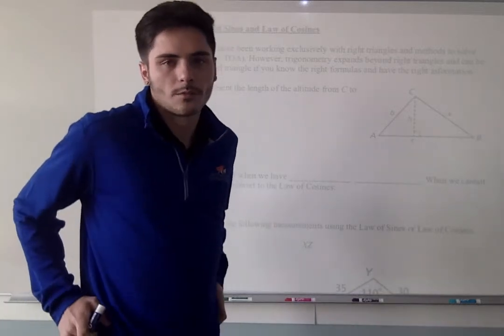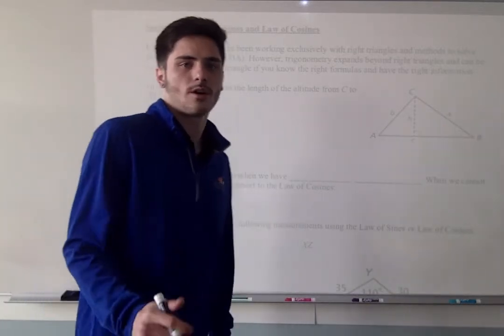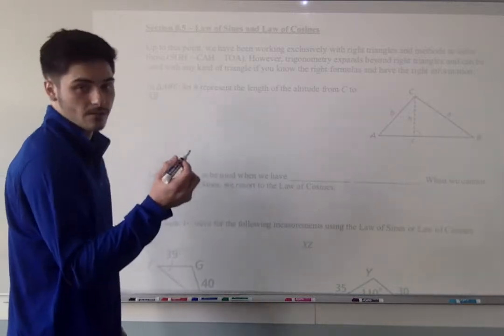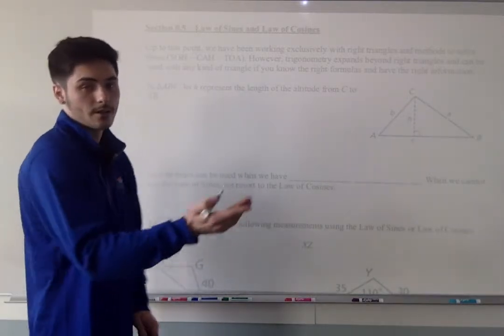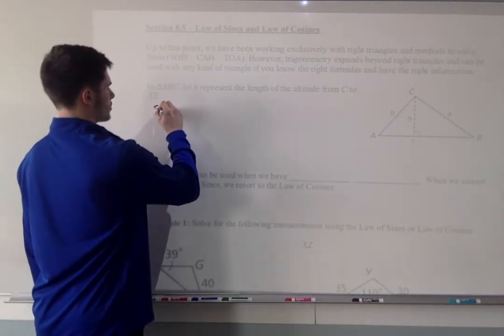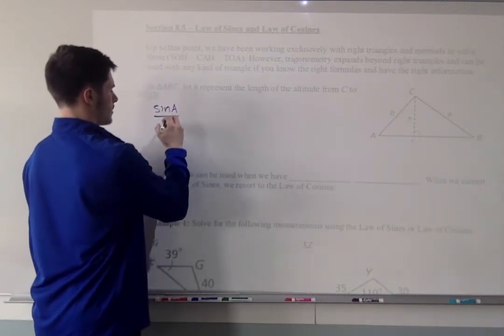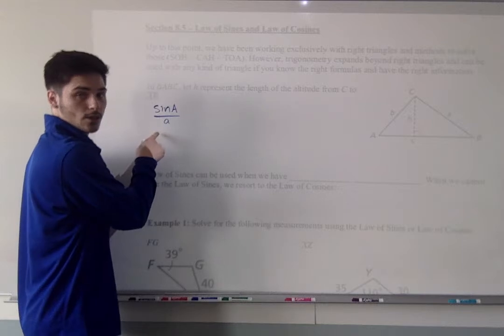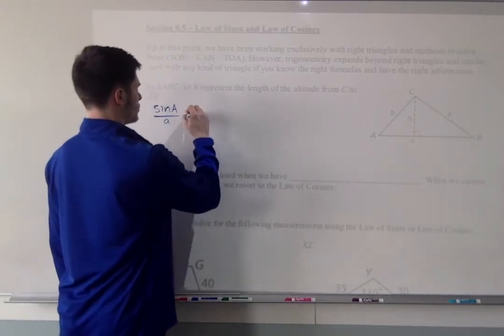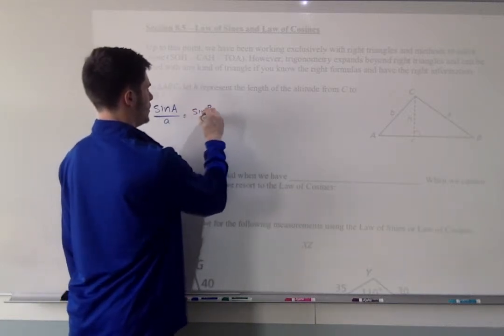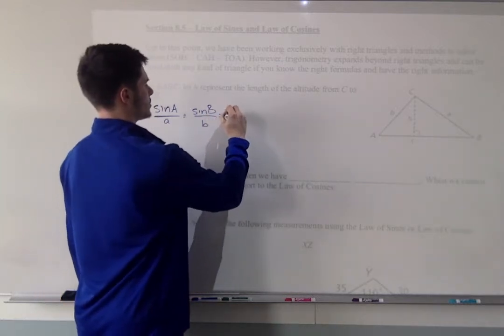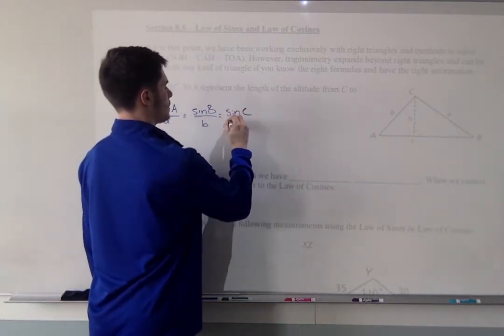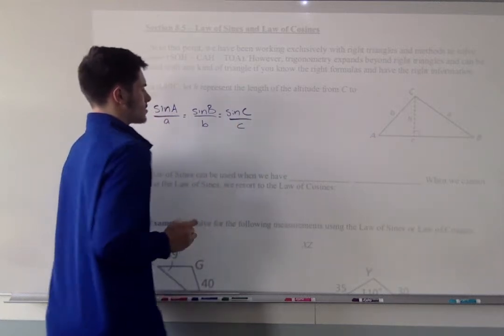So real quick, I'm just going to tell you the law of sines right now. Pretty sweet, pretty easy, very similar to what we've been learning already, and it's just a proportion. So it's going to be the sine of A over side length A is equal to the sine of angle B over side length B, and that's also equal to sine of angle C over the side length C.